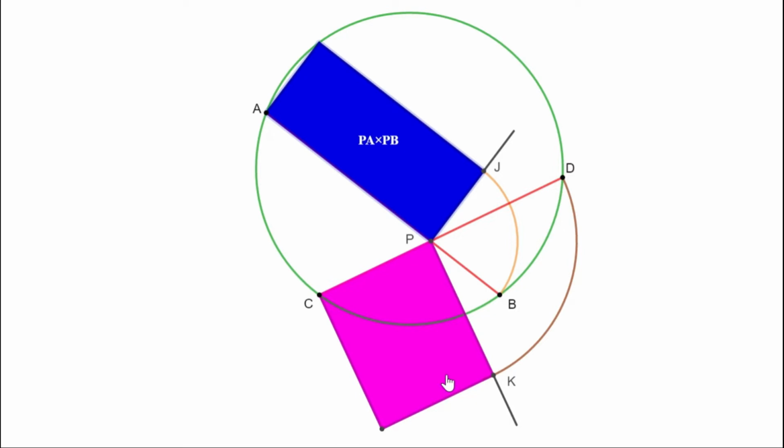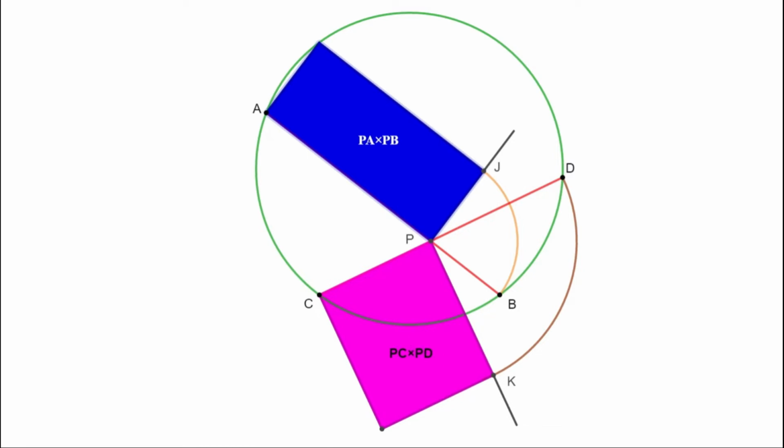What is the area of this rectangle? Length into breadth, or PC into PK. But PK and PD are equal. Therefore we can say area of this rectangle is PC into PD. But we know PA into PB equal to PC into PD. That means the areas of these two rectangles are equal. How did we make this rectangle? Using these two parts. And how did we make this rectangle? Using these two parts. And we have seen that the areas of these two rectangles are equal.